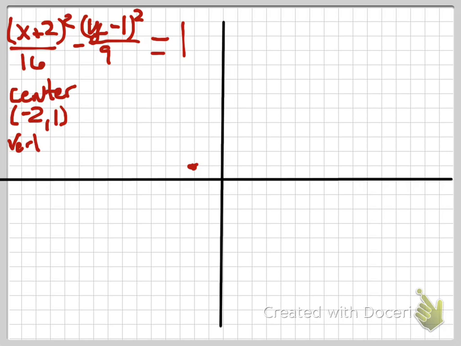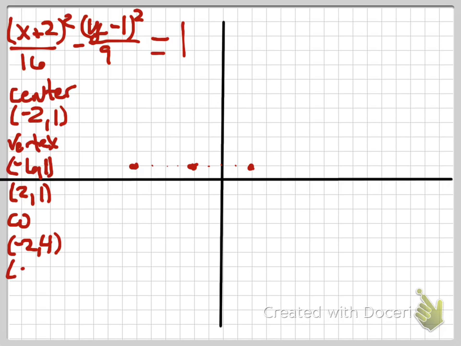Okay, and then vertices. Now, the a squared is 16. The square root of 16 is 4. That means I need to go 4 to the left and to the right of that negative 2, 1. You can count that to find those points. I already figured out those points, but there you go. The square root of 9 is 3, so I need to go up 3 and down 3. That would give me my co-vertices.